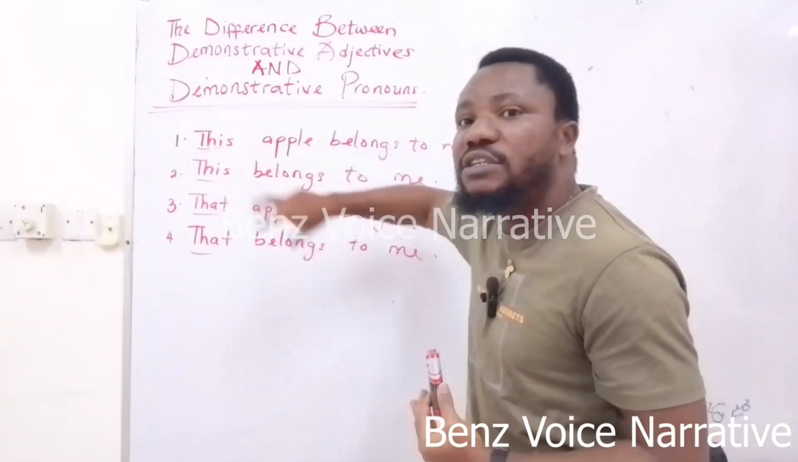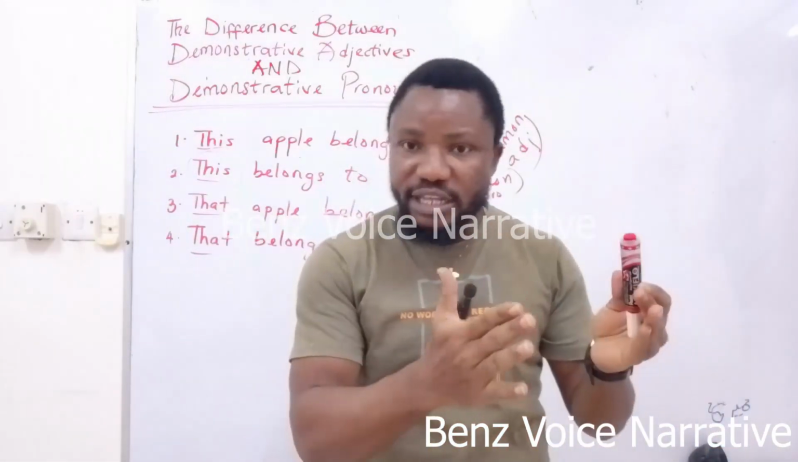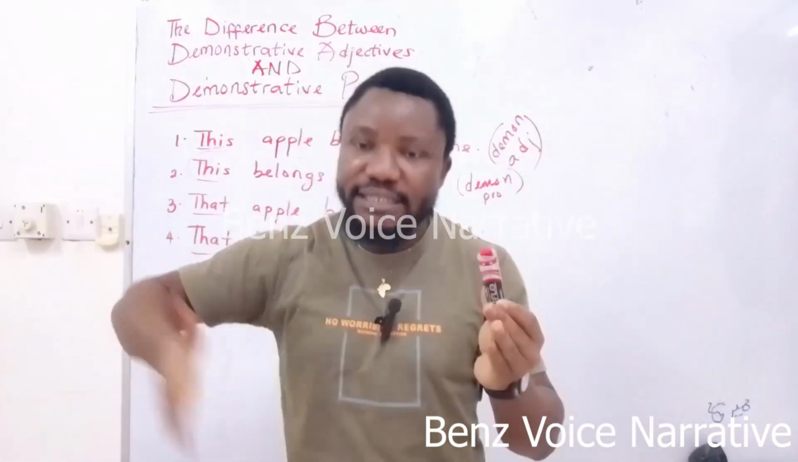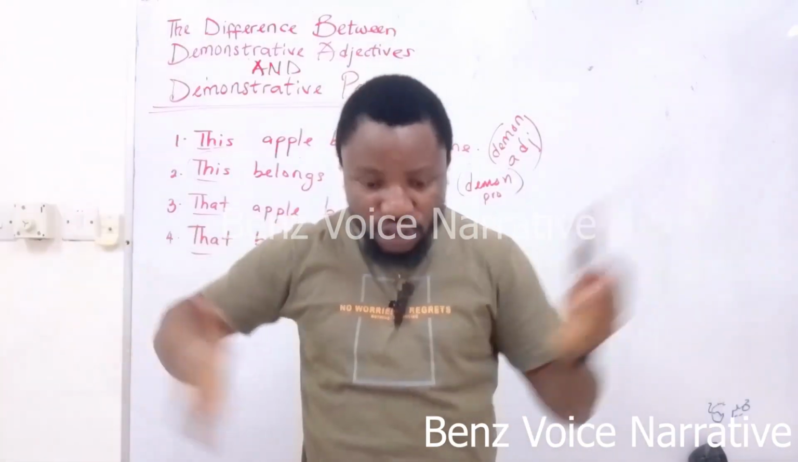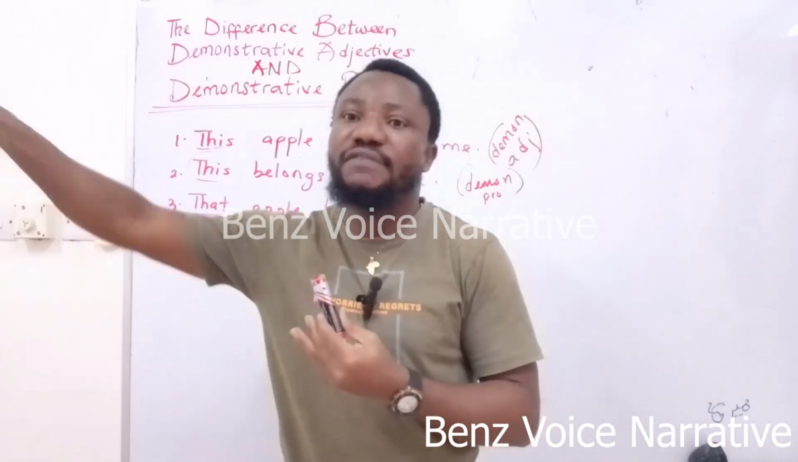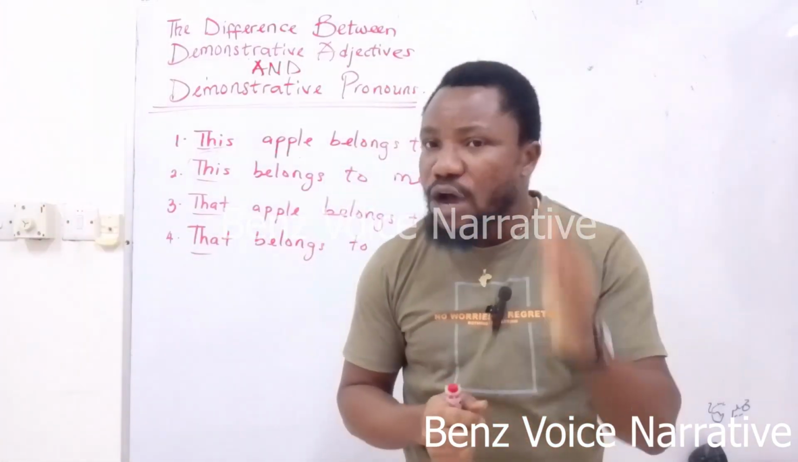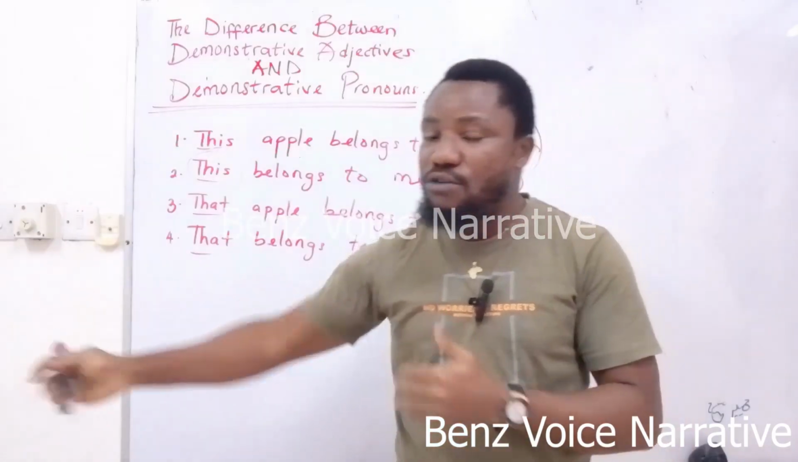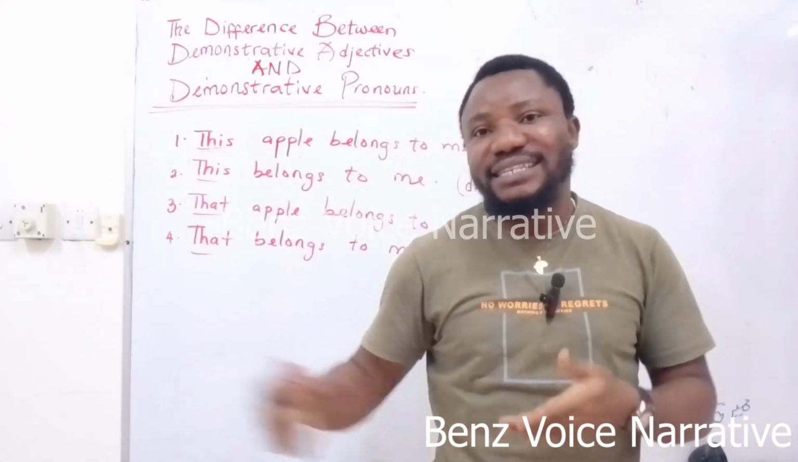Demonstrative adjective structurally must attract the noun. So you must have the demonstrative and you must have the noun. This apple, this door, that door, these doors. So you mention the demonstrative and then you mention the noun for demonstrative adjectives. But for demonstrative pronouns, you don't mention the noun. Rather, the demonstrative replaces the noun.